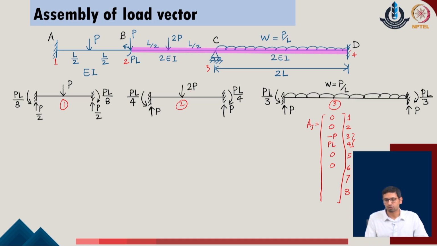And finally, we move to joint 4. There also we have no contribution of the load. So, corresponding to it, 2 degrees of freedom 7 and 8 will also be 0. With this idea in mind, we have identified the A_j in the given system. The next part which we need to do is the contribution of the equivalent joint loads in the given problem.